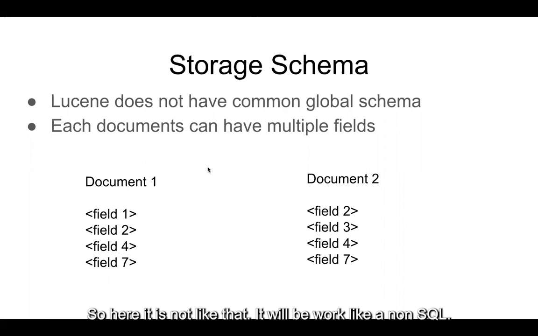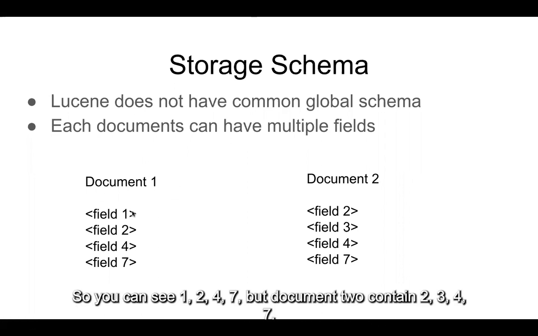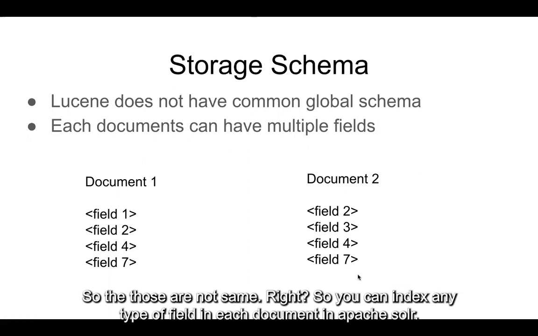It will work like NoSQL, which means document 1 can contain any number of any type of field, and document 2 can contain any type of field. So you can see document 1 has 1 2 4 7, but document 2 contains 2 3 4 7. So those are not the same, right? So you can index any type of field in each document with Apache Solr.